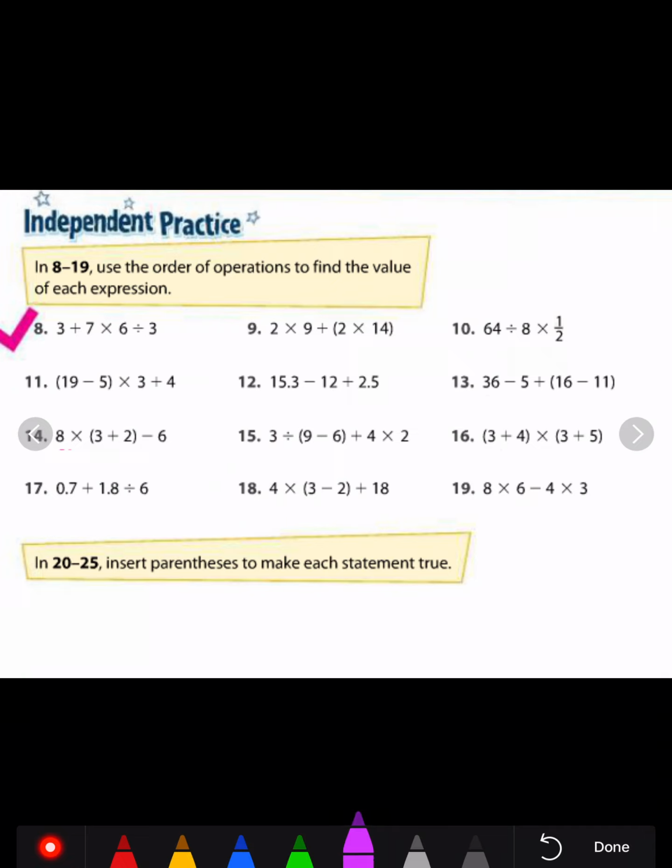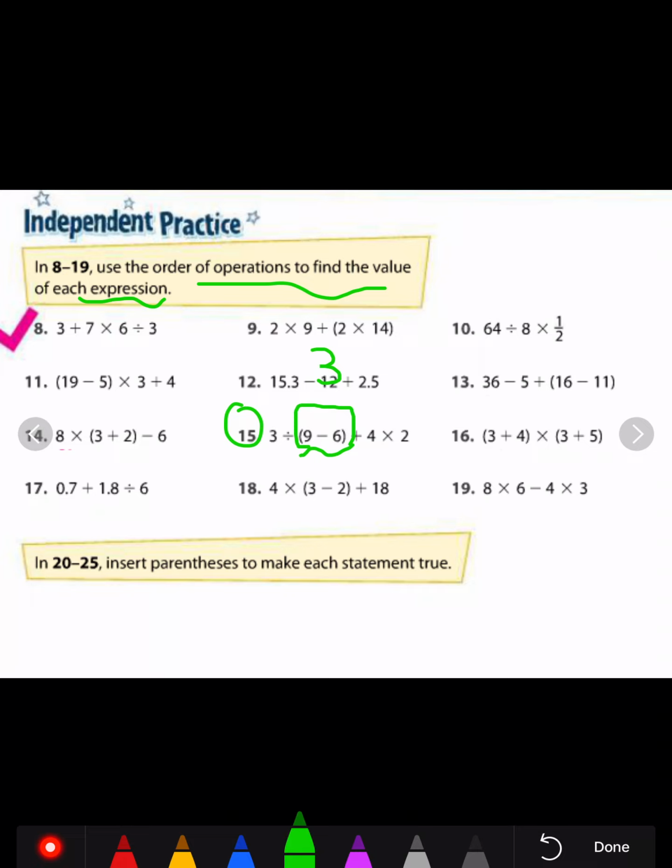Now I give you a last example. Use the order of operations to find the value of each expression. I'm trying to find a complicated one now, number 15. We have a lot of operations, but first our eyes should be focused on the parentheses. So I have to subtract first. I ignore all the other operations and focus on the parentheses. So I have 9 minus 6. 9 minus 6 equals 3.